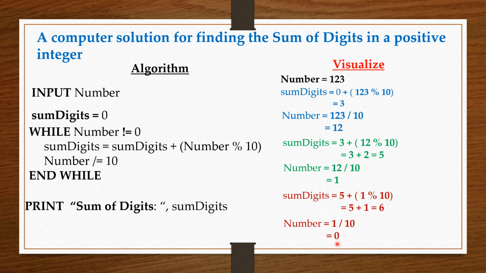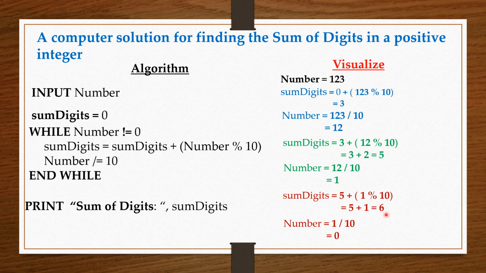The condition to enter the while loop is that the number is not 0. Now since number is 0, it means we can't enter the while loop for a fourth time and execute the block of code. So we move to the last line, which is print sum of digits as a string and then print the value SumDigit holds. So now SumDigit holds a value of 6.